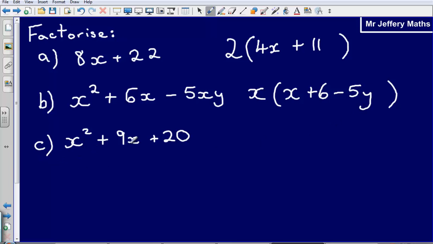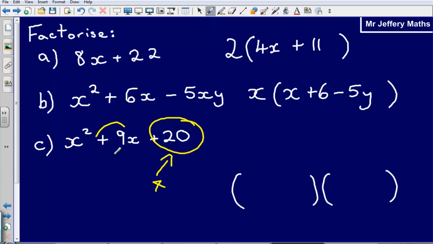Part C, I've got x squared plus 9x plus 20. So I can see that this is in the same format as those ones that we looked at for Part E on the exam. And so this I know is going to go to double brackets. I need to find two numbers that will multiply to make the number on the end, but will sum to make the number in the middle. So what two numbers will multiply to make plus 20, but sum to make plus 9? That's going to be plus 5 and plus 4.